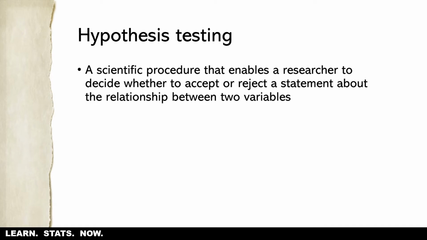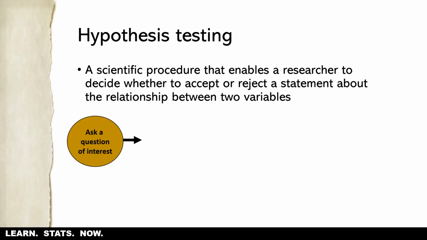It's a scientific procedure that enables a researcher to decide whether to accept or reject a statement about the relationship between two variables. So that's really the whole point. We're trying to determine whether or not a relationship actually exists between two variables. Usually in an experimental context, that's the independent variable and the dependent variable.